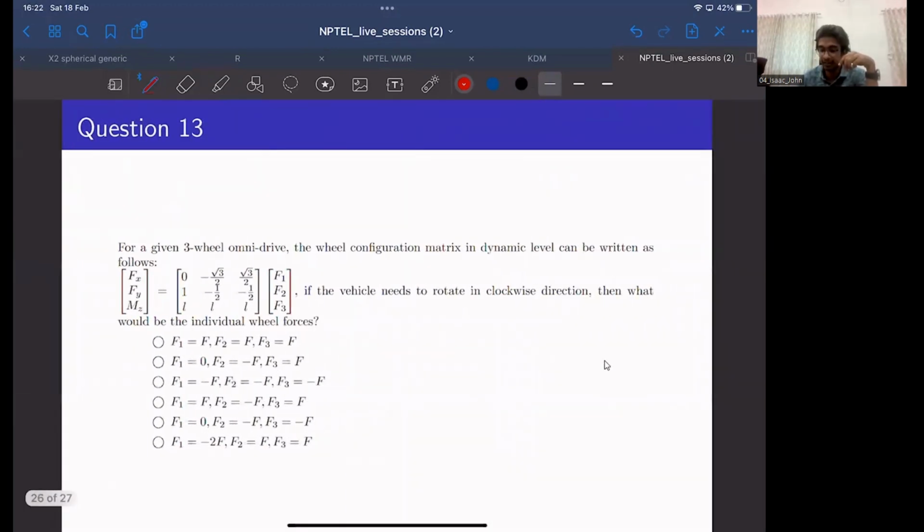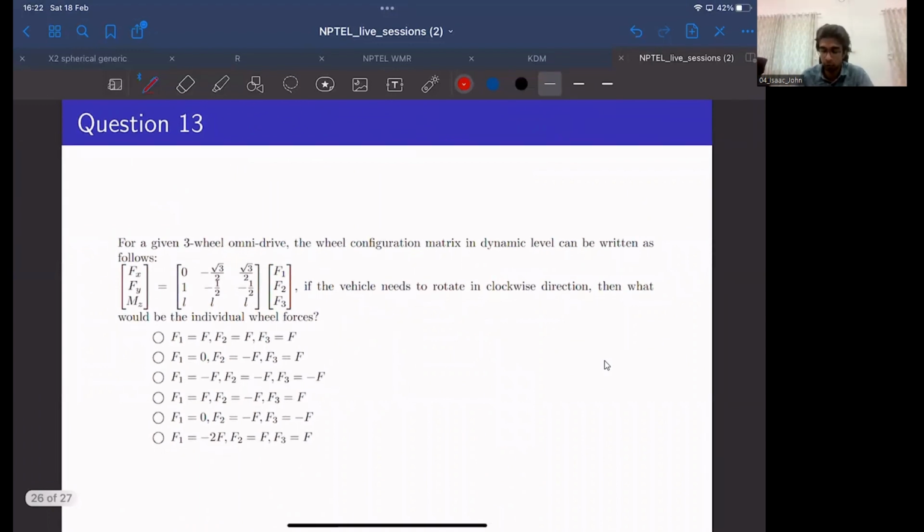And I guess this is the final question. Again, we'll go for this omni wheel robot. Body fixed frame, X, Y. This would be the first wheel, this would be the second wheel, this would be the third wheel. First, second, third.